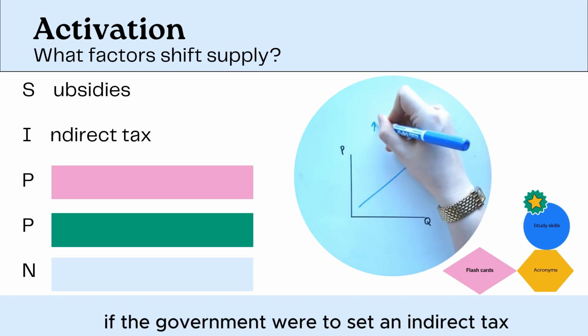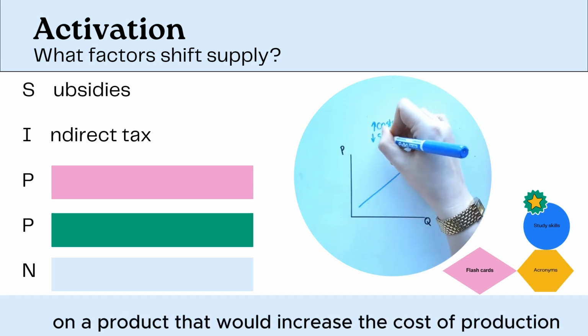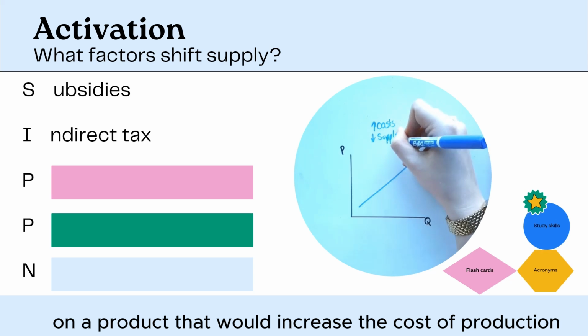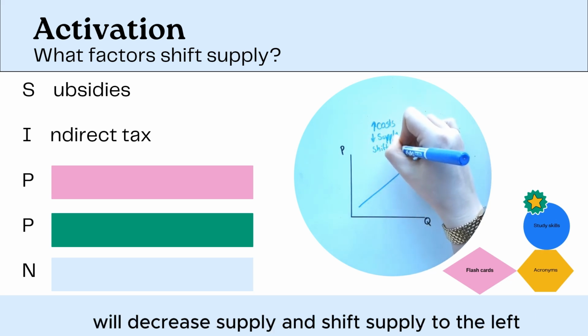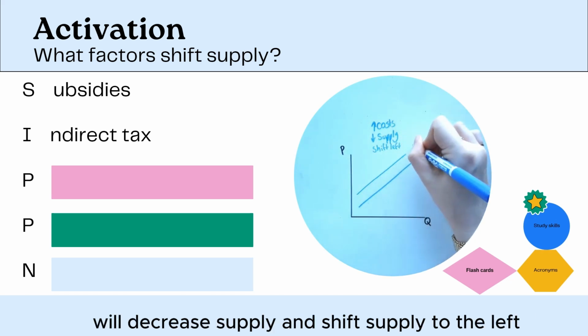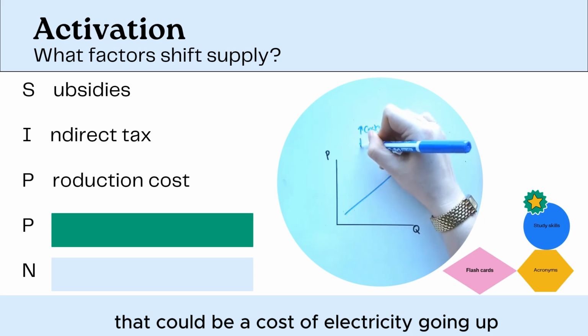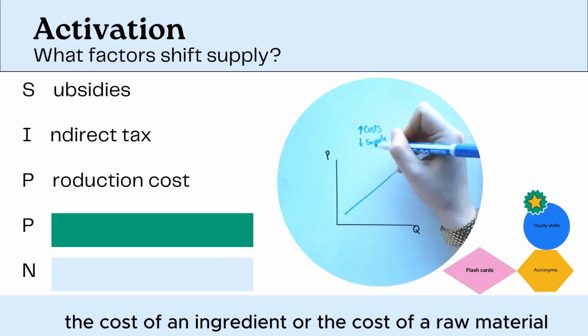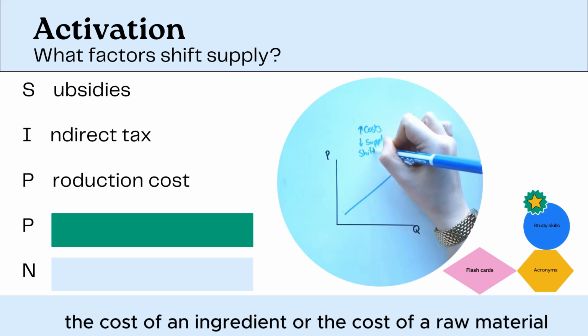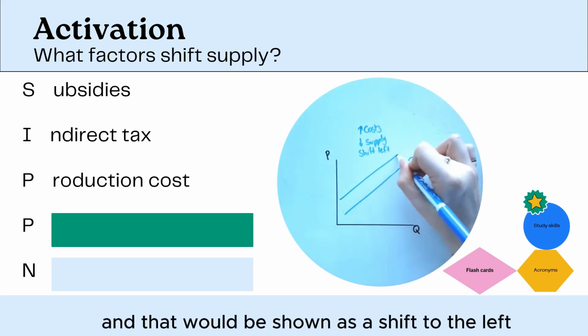If the government were to set an indirect tax on a product, that would increase the cost of production. An increase in the cost of production will decrease supply and shift supply to the left. If production costs were to increase, that could be a cost of electricity going up, the cost of an ingredient, or the cost of a raw material. We would see a fall in supply, and that would be shown as a shift to the left.